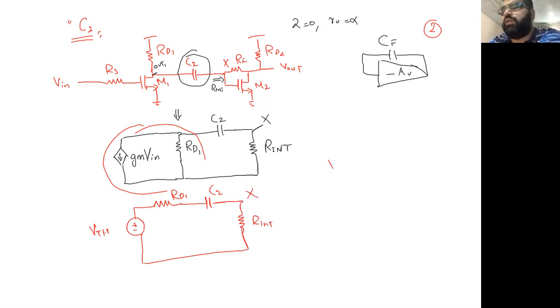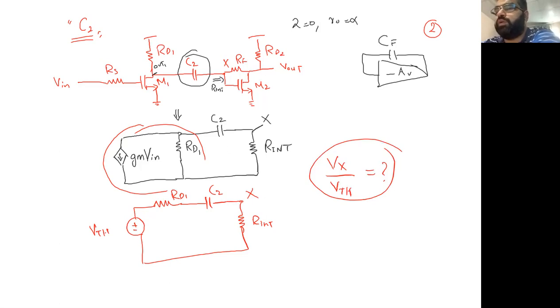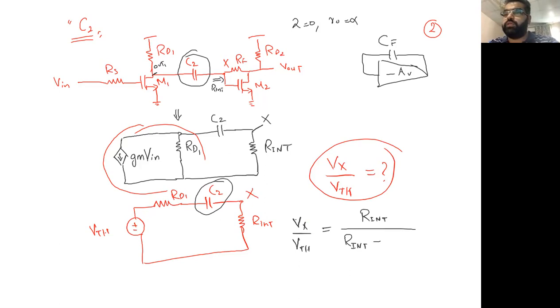What is my Vx over V Thevenin in terms of frequency? And what is the pole information? Because that will be involving this capacitance relationship. Okay? So now we know simple voltage division, Vx by V Thevenin will be equal to R int divided by R int plus RD1 plus 1 over SC2.